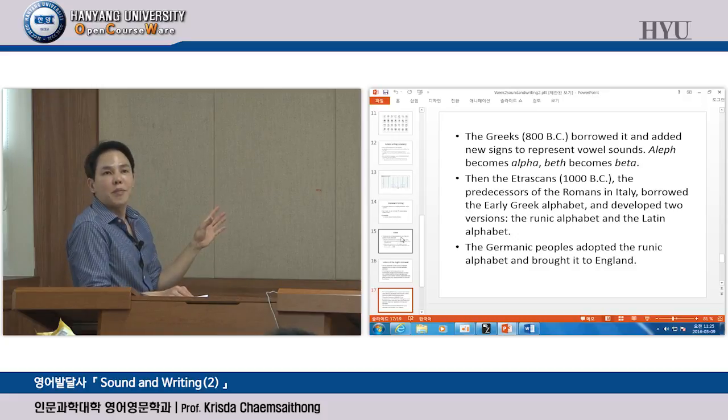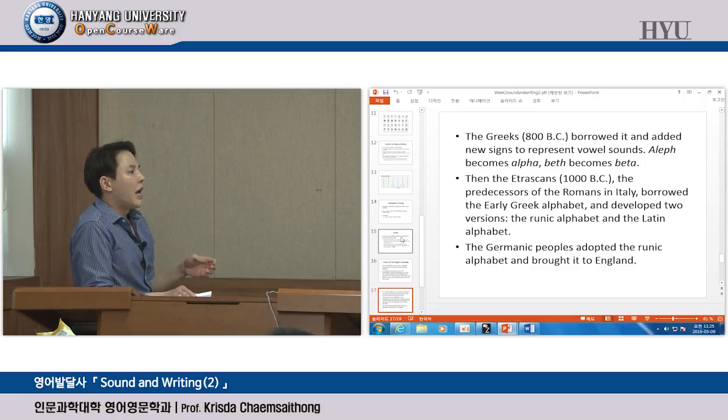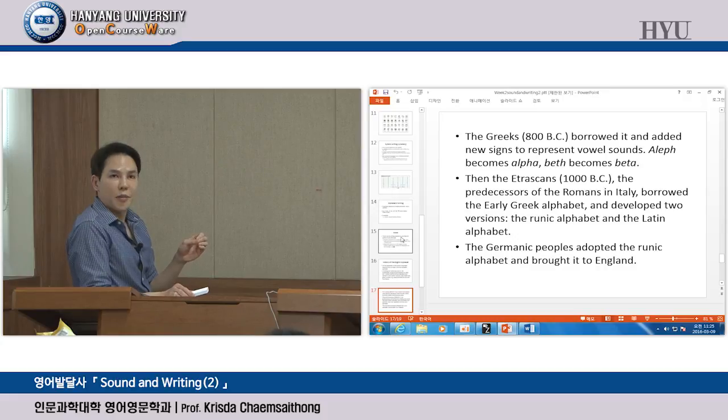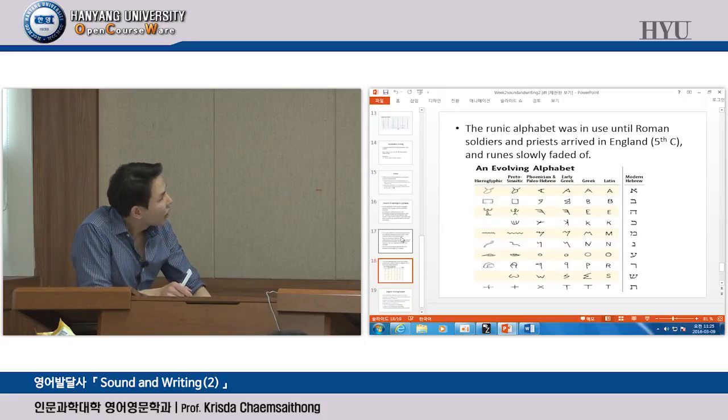The Germanic peoples, there are many tribes of the Germanic peoples, adopted the runic alphabet and brought it to England. So we have the start of what we call the English writing system, using the runic alphabet. And then, I don't know if it's on the next slide or not.